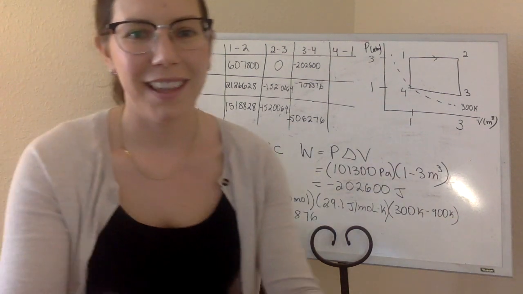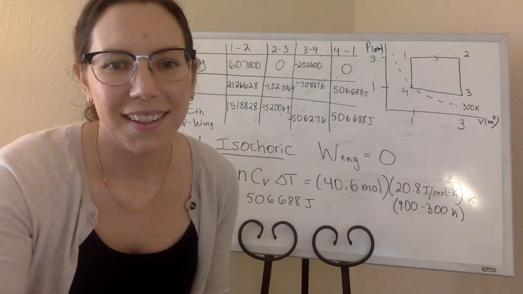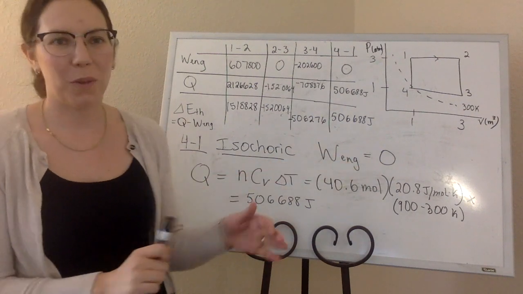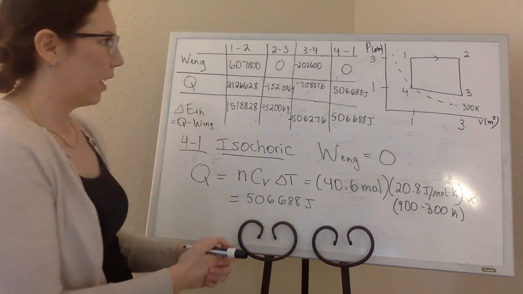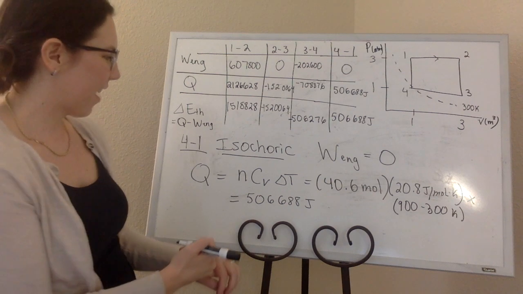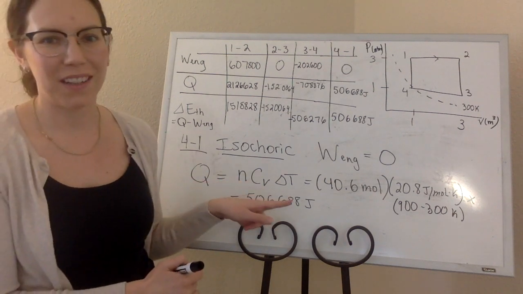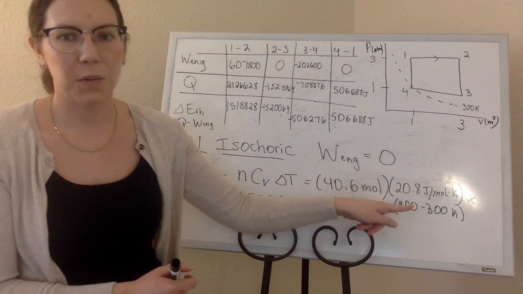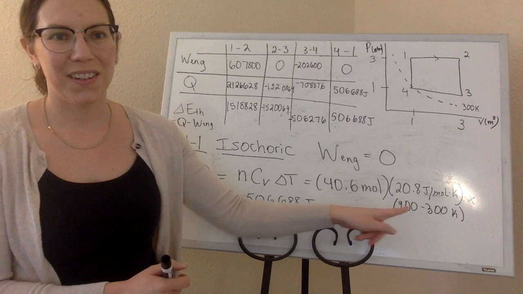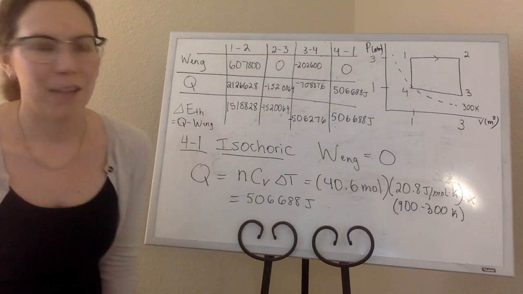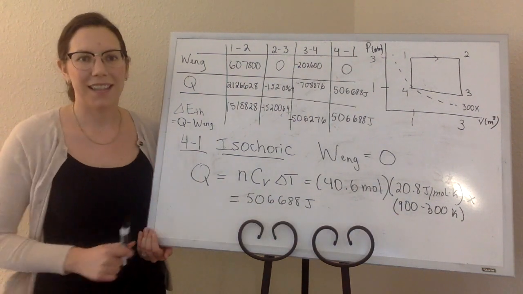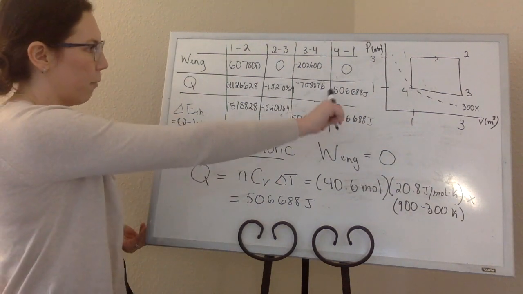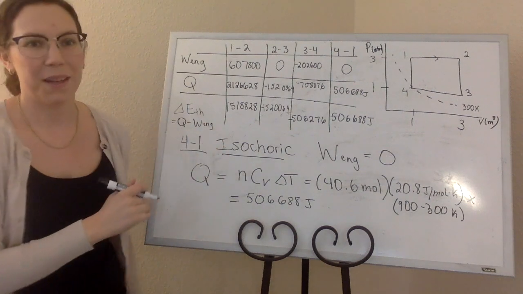So one left, let's do 4 to 1. All right, last one, 4 to 1, isochoric again, so that means that the work done is 0 since there's no change in volume there. And then we have Q equals nCvΔT. I've just plugged in the numbers: 40.6 moles times 20.8 joules per mole Kelvin, and then temperature 900 minus 300. And for that we get 506,688, and then I can plug that in here, and we have the same ΔE thermal equals Q.